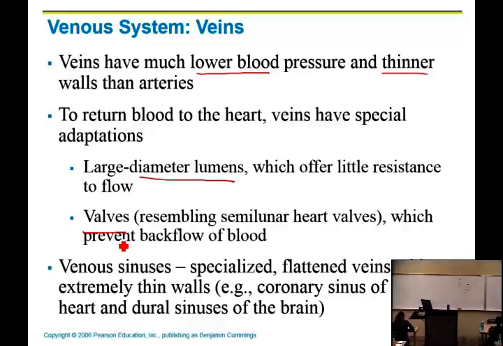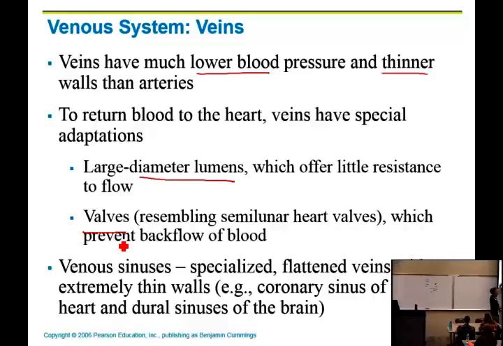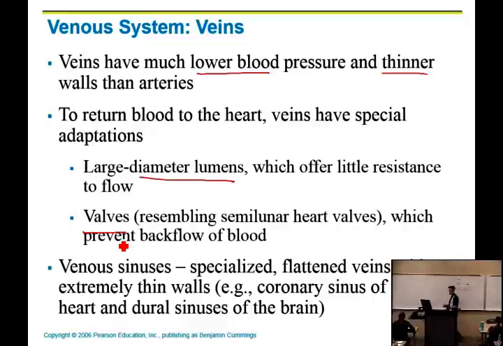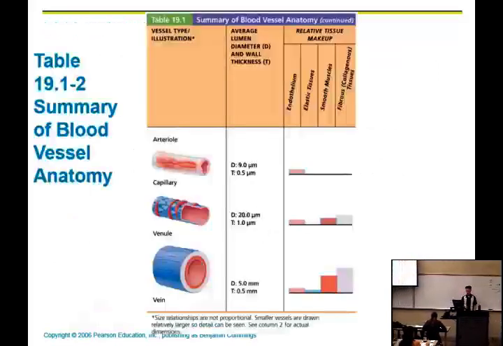Now sometimes we also have enlarged veins that we call venous sinuses, right? Extremely thin walls, a little bit bigger diameter where blood tends to collect. So like the coronary sinus that we see on the posterior side of the heart, where the great cardiac veins coming in, and the middle cardiac veins coming in, the small cardiac vein, that larger area on the posterior inferior side of the heart called the coronary sinus. There's also a dural sinus up on top of the brain.